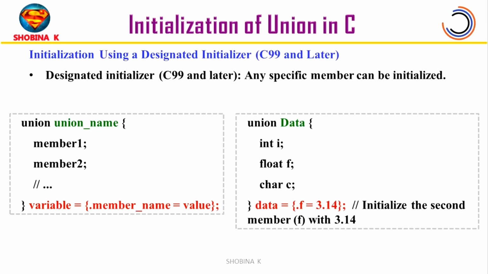In the second method, any specific member can be initialized. Here is the syntax and example. In this example, union data is defined with three members. The variable data of type union data is initialized using a designated initializer. In this case, member f is explicitly initialized with the value 3.14.